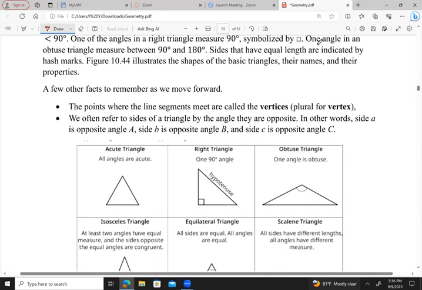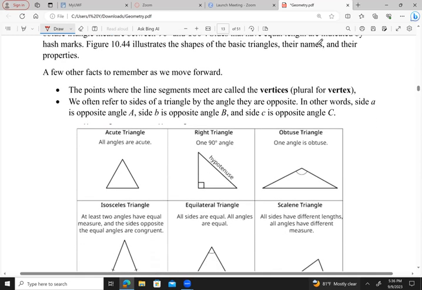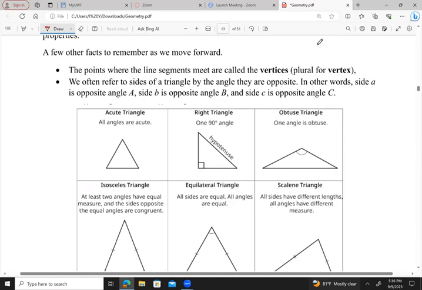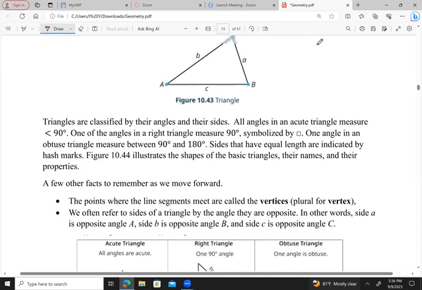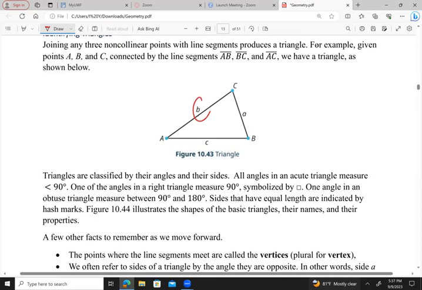A few other facts to remember. Points where the line segments meet are called the vertices, or vertex, which is singular for vertices. And we often refer to sides of a triangle by the angle they are opposite. In other words, side A is opposite angle A, side B is opposite angle B, and side C is opposite angle C.